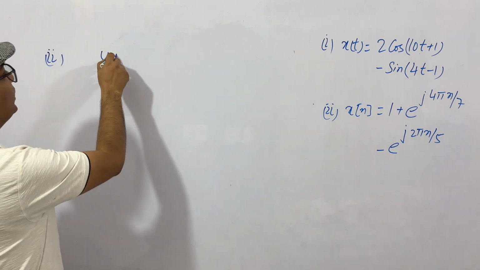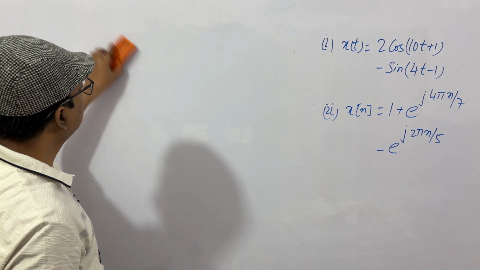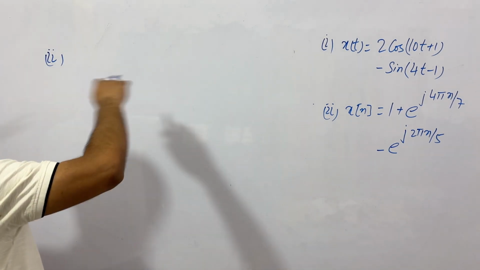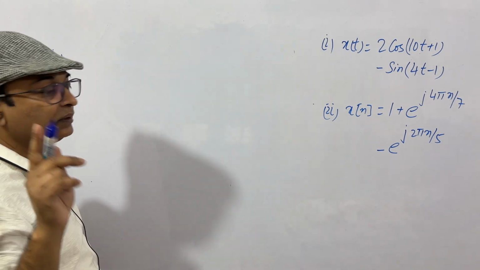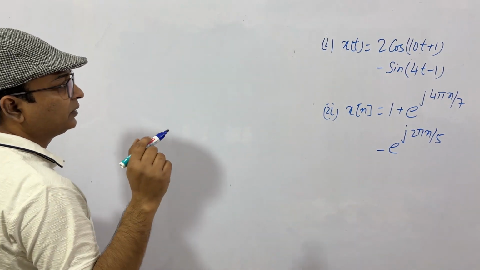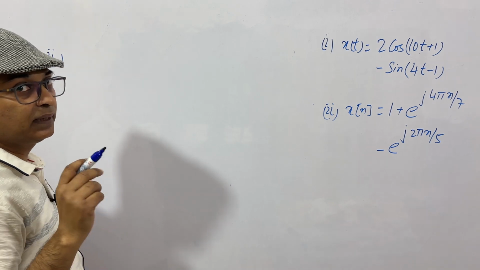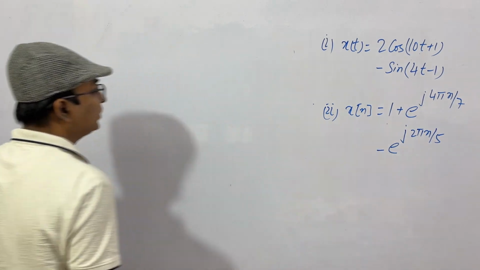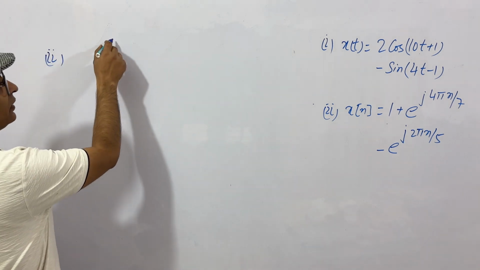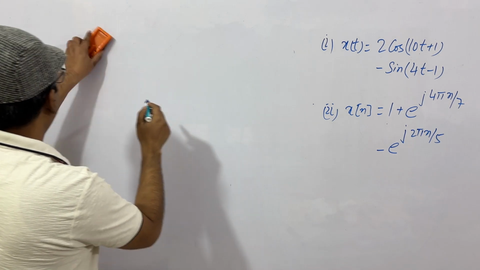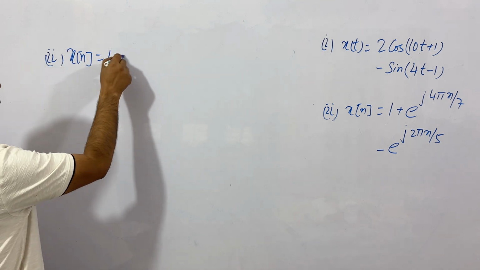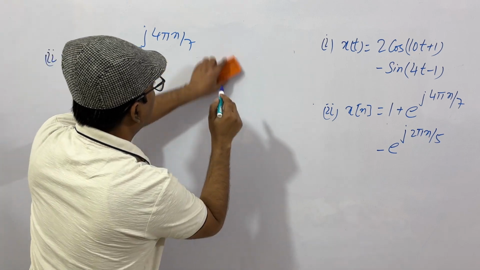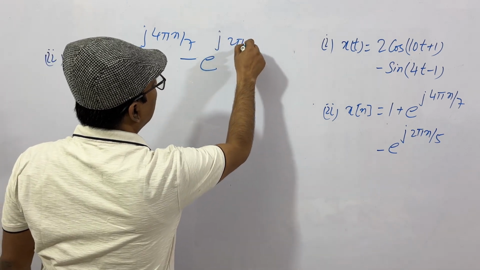x[n] is equal to 1. I shouldn't say u[n] because u[n] is 0 for n less than 0. It is 1, complete 1. The signal is 1, so its time period is 1. I have discussed the time period of a constant signal; you can go to my video and understand, but for the time being, understand that the time period of this is 1. Now, second, e to the power j. First of all, I'm writing the signal. The signal is 1 plus e^(j4πn/7) minus e^(j2πn/5).